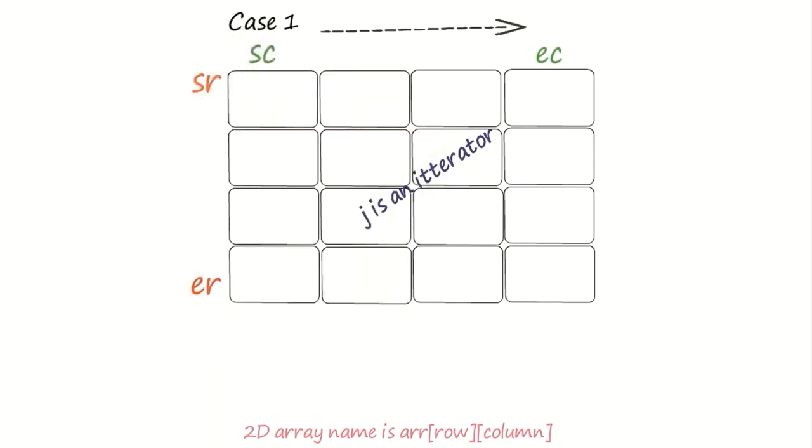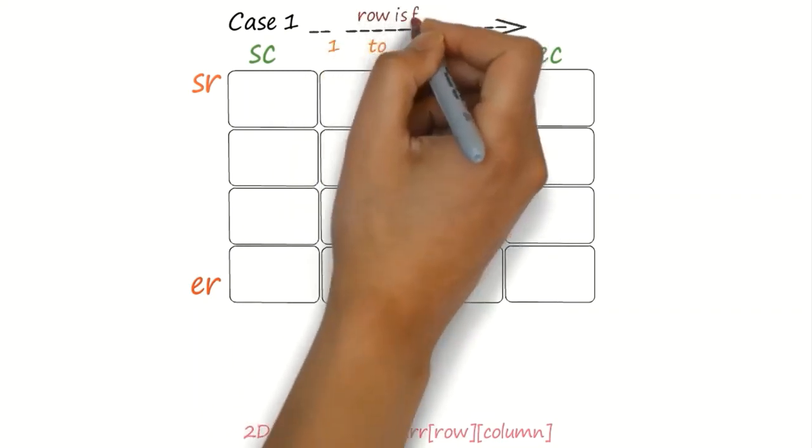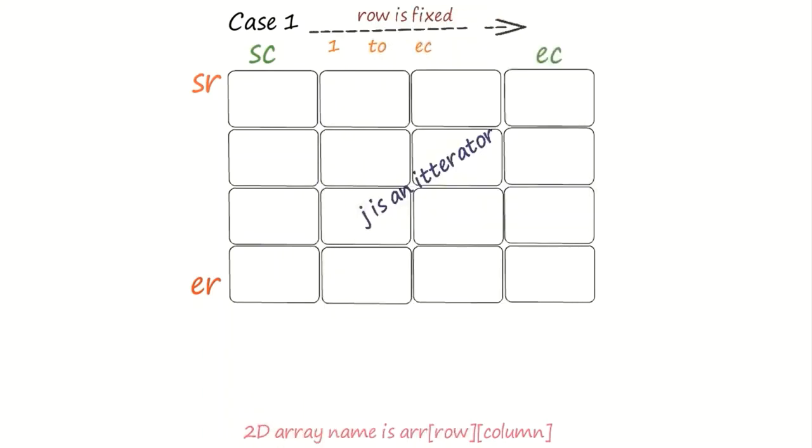Now case 1. The for loop will iterate for the first row. So it will start from 1 to EC, the end column. Since we are iterating for the first row, the row is fixed and the column is changing.